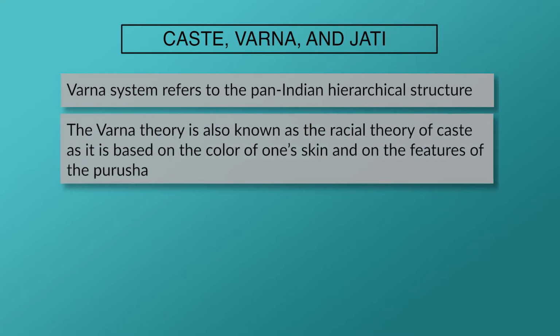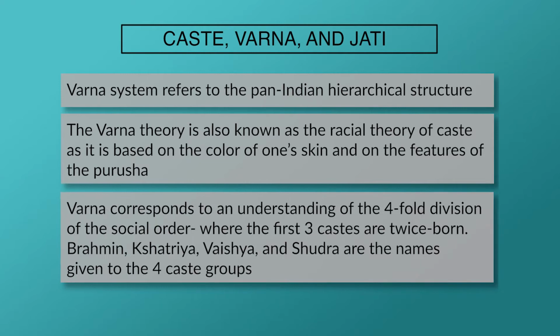It also has a racial theory which underlies our understanding of Varna, in the sense that people are structured on the basis of the color of their skin, on the basis of their features, etc. And Varna also corresponds to a fourfold division of Indian society into three twice born castes, namely Brahmin, Kshatriya and Vaishya, and the fourth, which is the lowest, namely the Shudra caste.